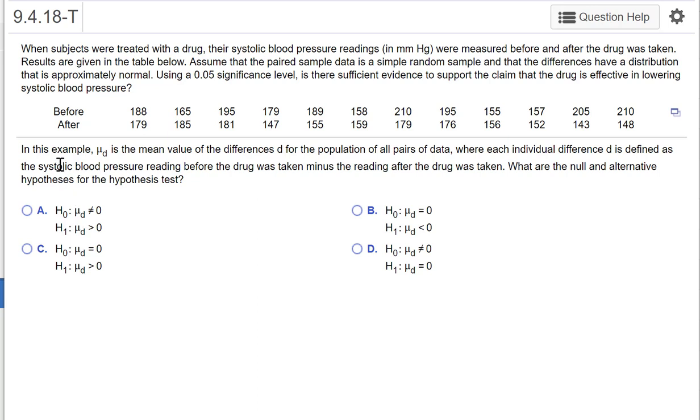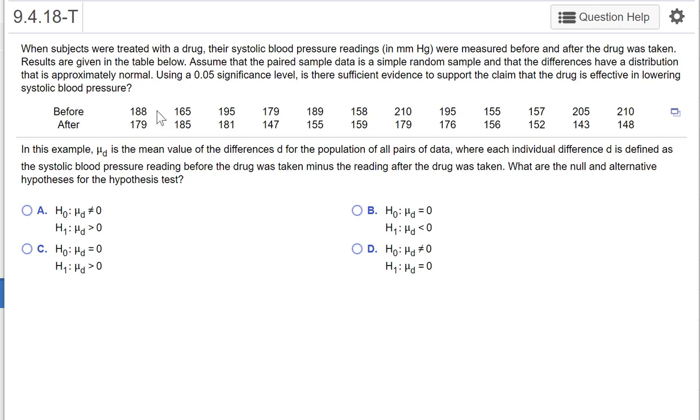Okay, notice the statement here. So the mu d is the mean value of the differences for the population of all pairs of data, with each individual difference d defined as, and here's what we need to know, the blood pressure reading before the drug was taken minus the reading after the drug was taken. So these can get a little tricky. So we're doing before minus after.